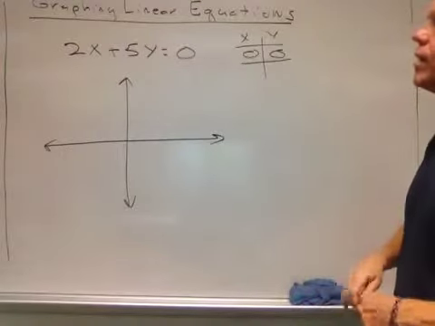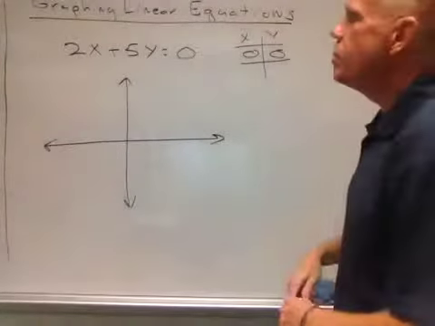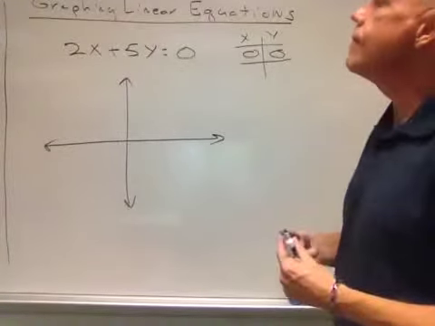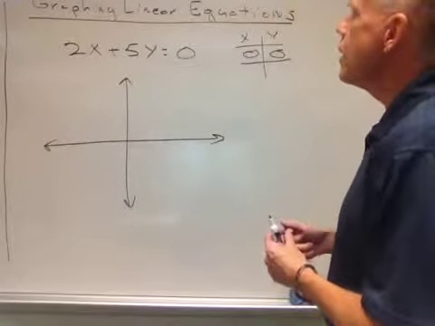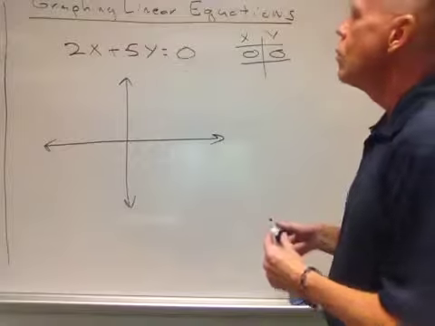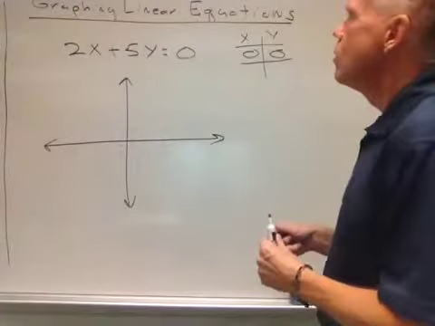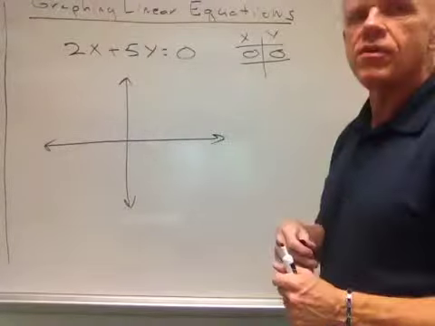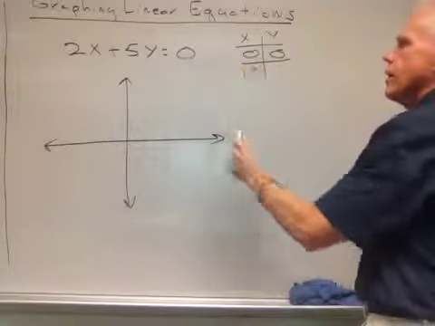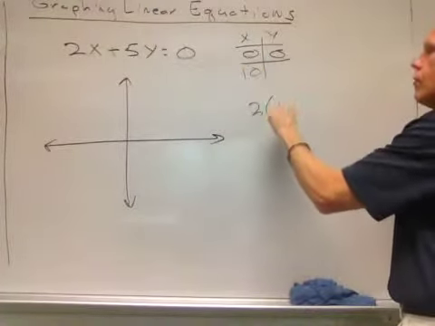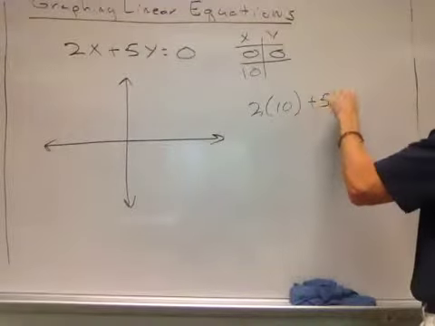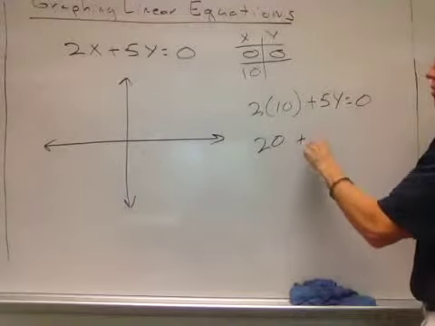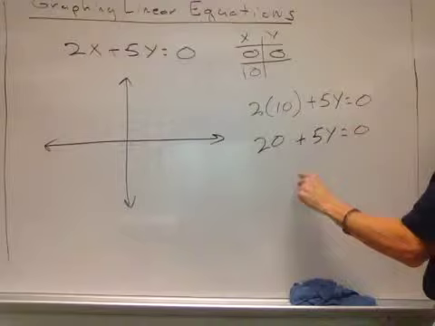I wonder if we let x be, oh, I don't know. Let's let x be 5. I like x being, let's let x be 10. I decided, let's let x be 10 and work this out. So we're going to go 2 times 10 plus 5y equals 0. That's going to be 20 plus 5y equals 0.